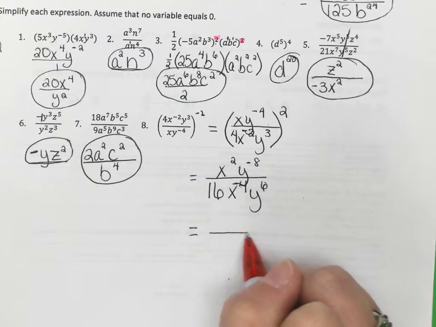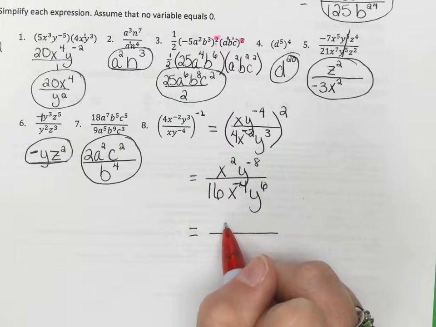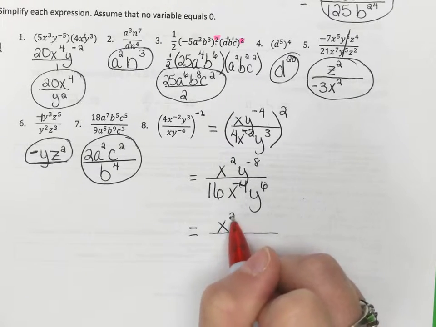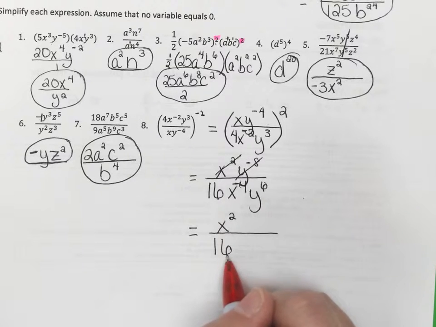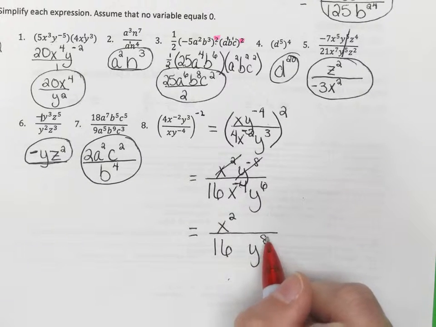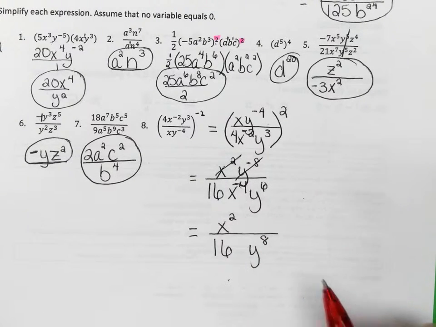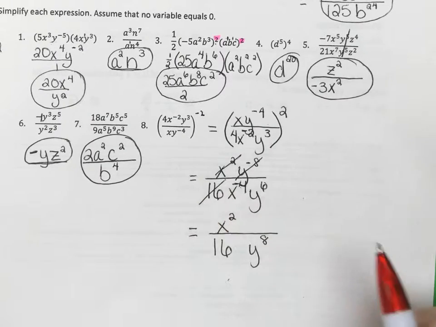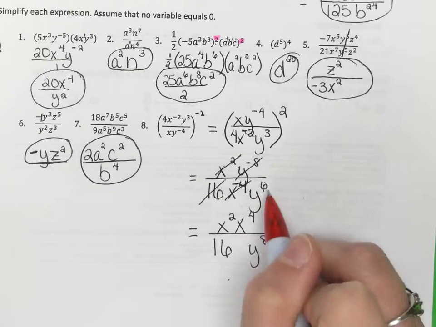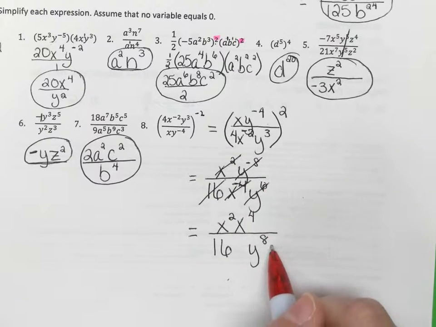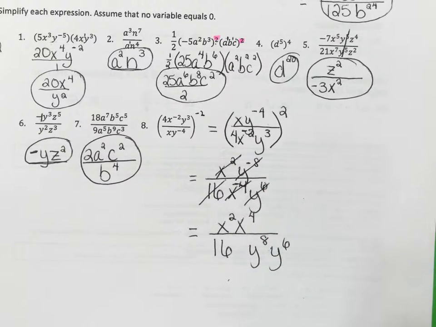All right, we got to switch some things around. What about the x squared? Does he stay or move? He stays. What about the y to the negative 8? He moves down to the bottom, making positive. Let's see, I got 16. What about the x to the negative 4? He goes to the top. And what about the y to the 6? He stays right here.